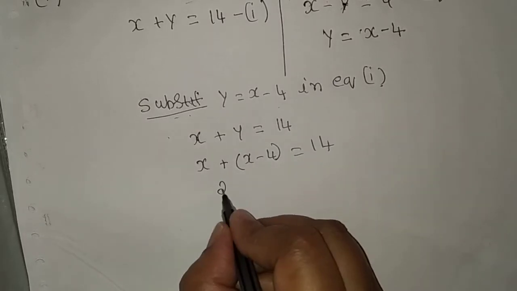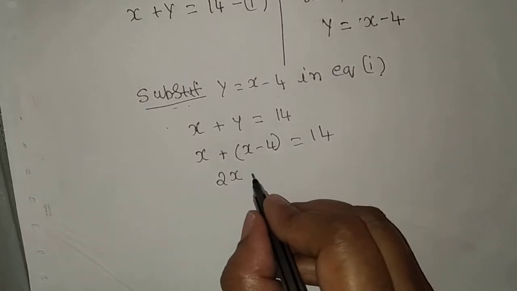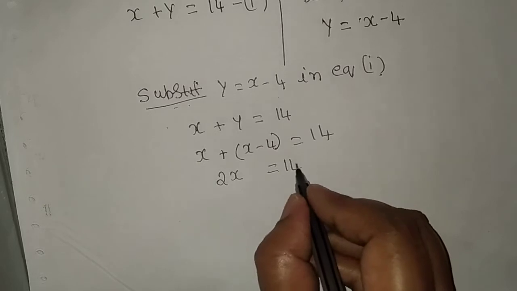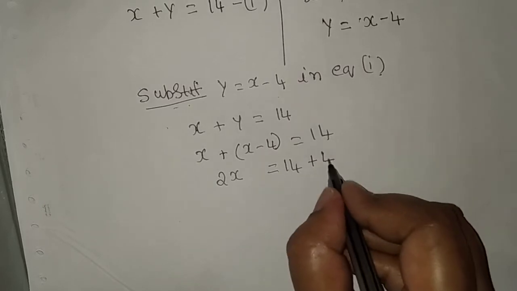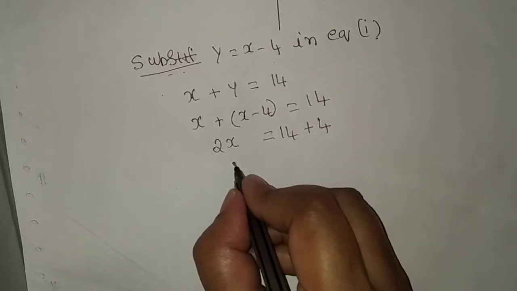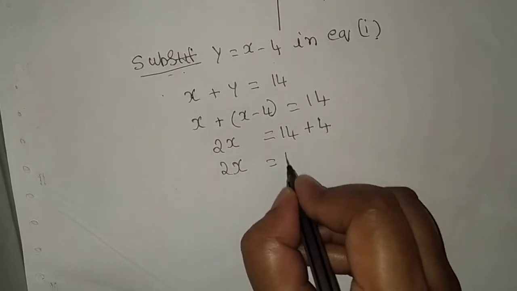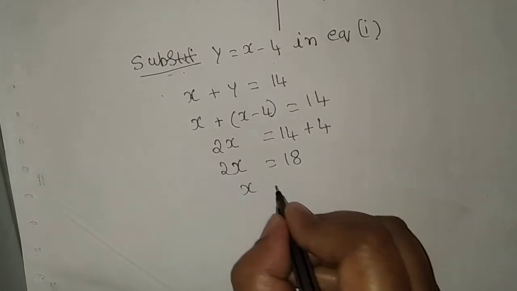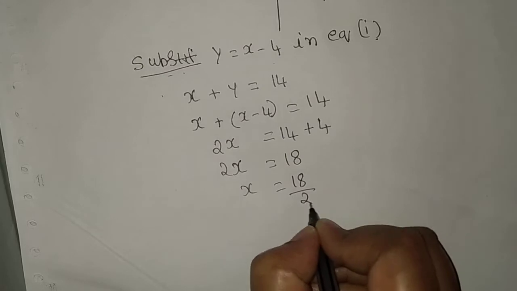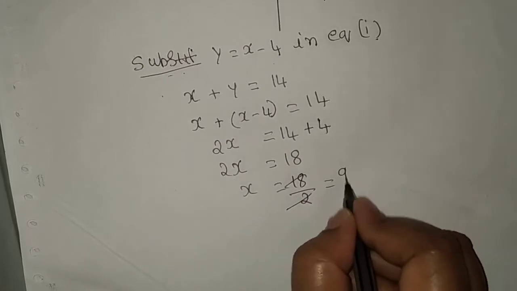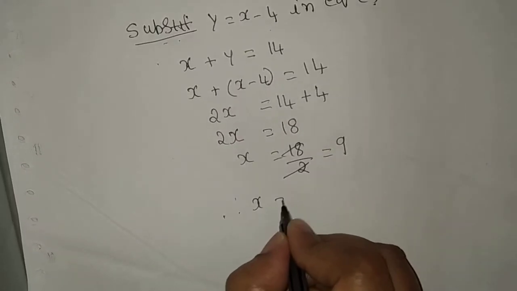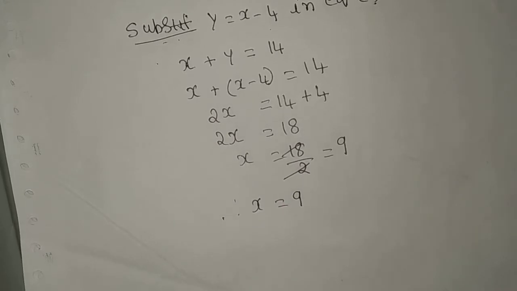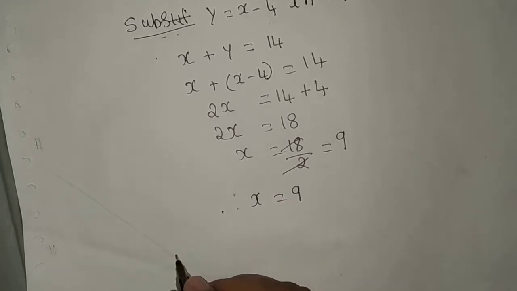Simplifying this, we get 2x is equal to 14 plus 4, since minus 4 comes to this side as plus 4. Then 2x is equal to 18, so x is equal to 18 by 2, which is 9. Finally we have x is equal to 9. So now we got x, and we have to find y.